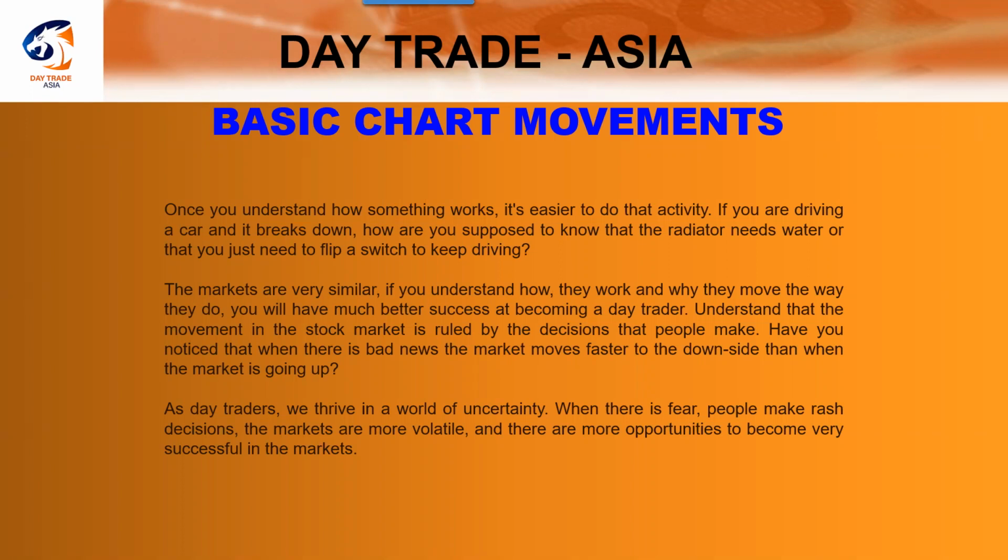Understand that the movement in the stock market is ruled by the decisions that people make. Mainly, it's more on emotions. Have you noticed that when there is bad news, the market moves faster to the downside than when it's going up? Why does it move faster? Because of fear. As day traders, we thrive in a world of uncertainty, especially now with COVID. When there's fear, people make rash decisions and the markets are more volatile, so there are more opportunities. In fact, I make more money when the market is going down, because the market tends to crash a lot faster than when it goes up.